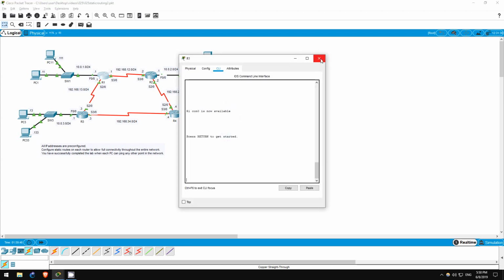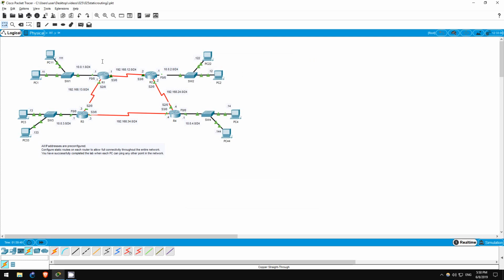Well, let's look at R1. It is directly connected to three networks, 10.0.1.0/24, 192.168.12.0/24, and 192.168.13.0/24. So we don't have to configure routes to these networks. That means we will have to configure routes to 192.168.24.0/24, 192.168.34.0/24, 10.0.2.0/24, 10.0.3.0/24, and 10.0.4.0/24. So, we will have to configure 5 static routes on R1.